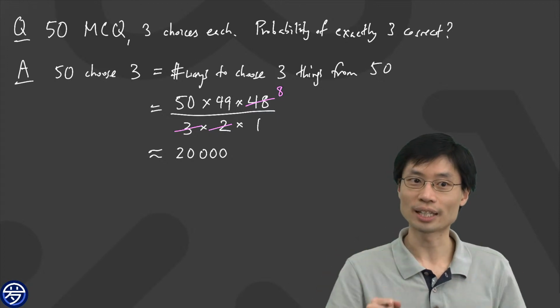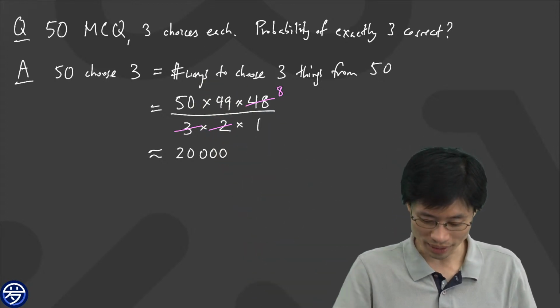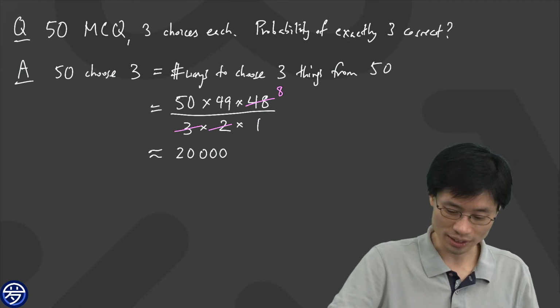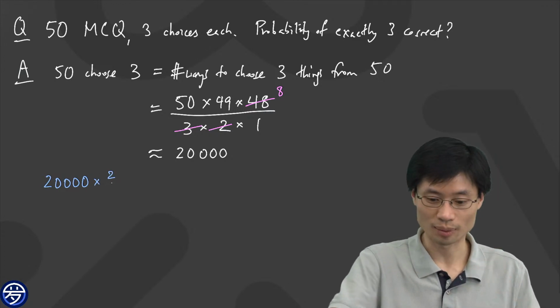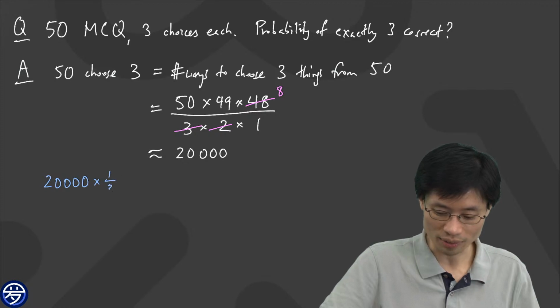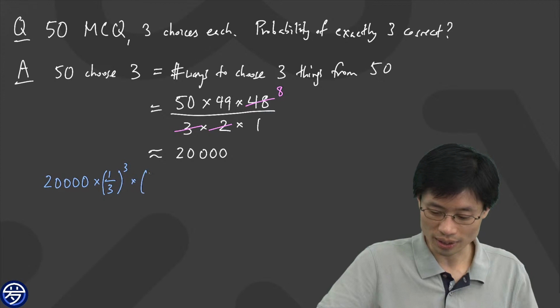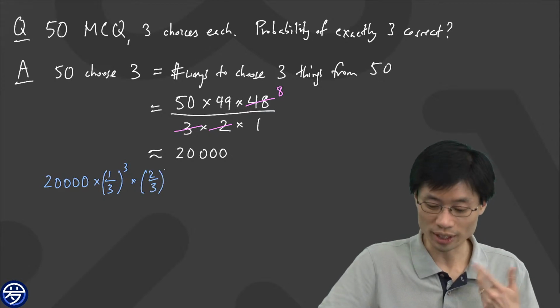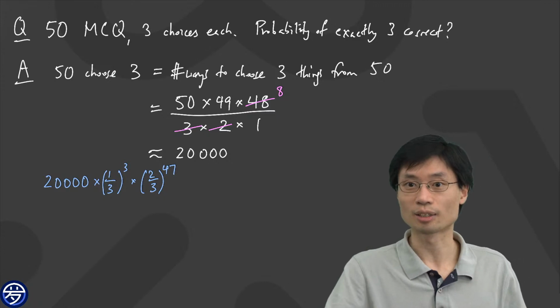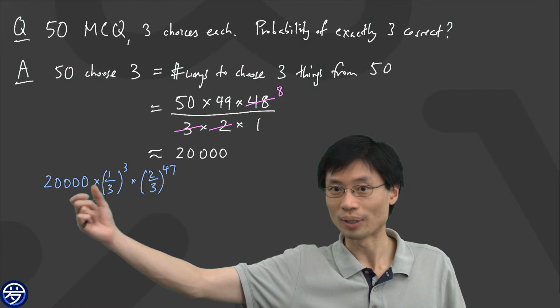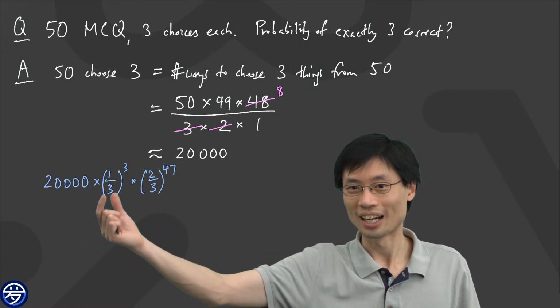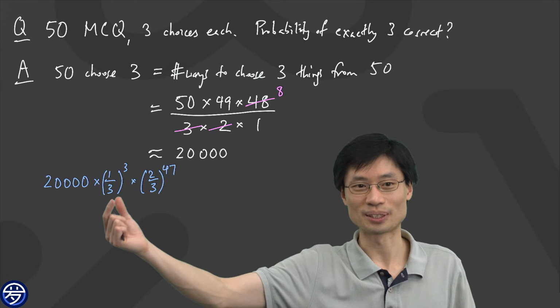But once I chose the 3 I got correct, to answer your problem here with the probability, I now need to say the answer is going to be 20,000 times, for those that I decided I was going to get correct, there's a 1/3 chance that I really got them correct. And there are 3 of those. And then there's a 2/3 chance that, for each of the other ones, I got them wrong. So the way this works is, this is how many ways I could pick the 3 times, and for those 3 I have to be correct. 1/3 times 1/3 times 1/3.